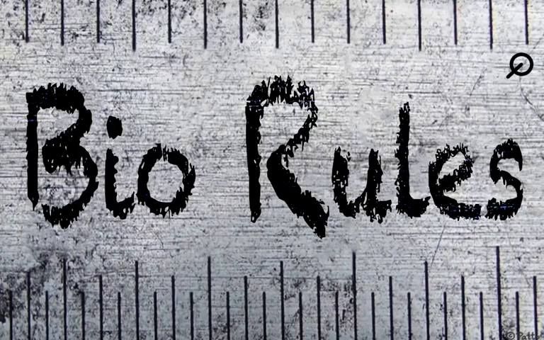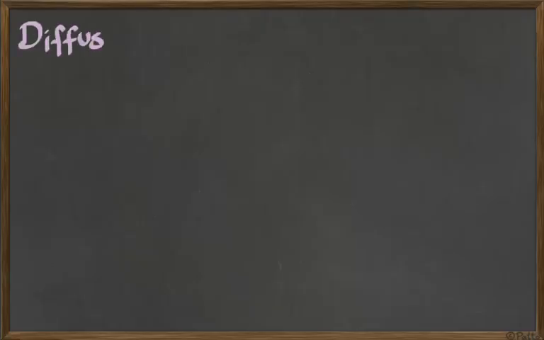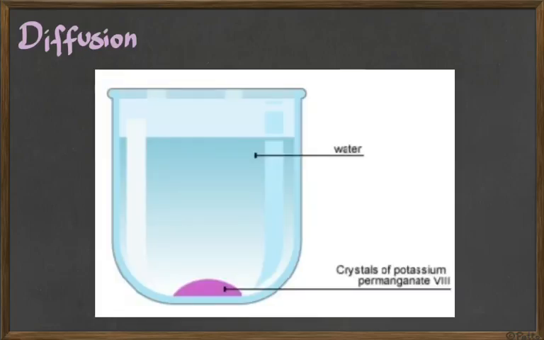Today we are going to be talking about movement of particles across a membrane. So in biology, physics and chemistry, particles move, and there is one special kind of movement called diffusion, that is the movement of particles depending on the concentration.